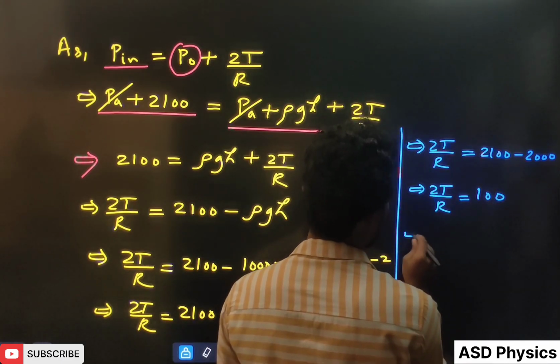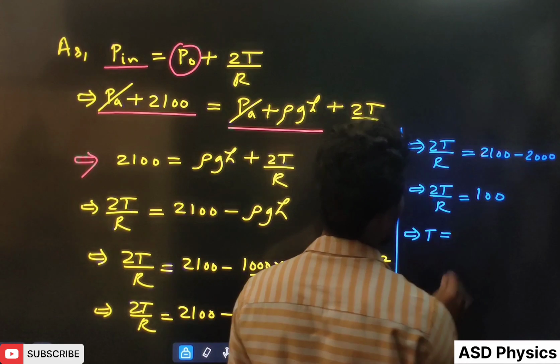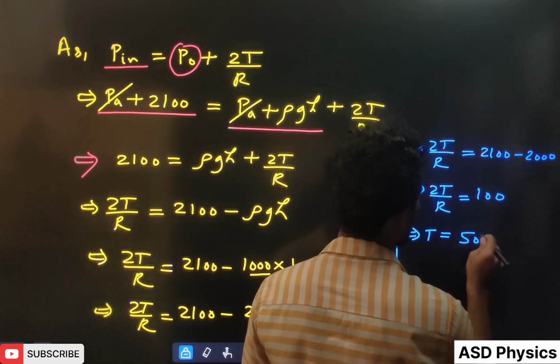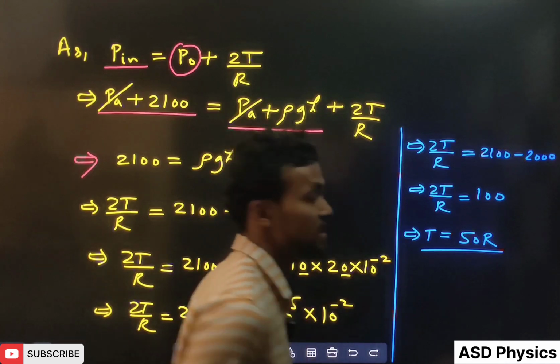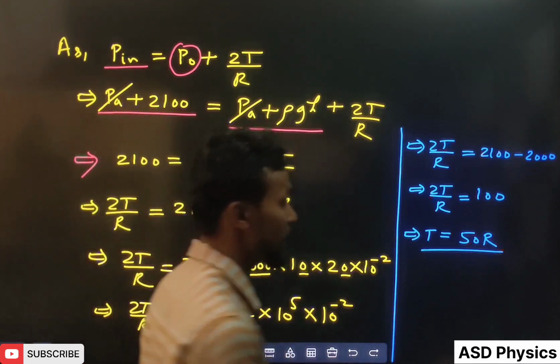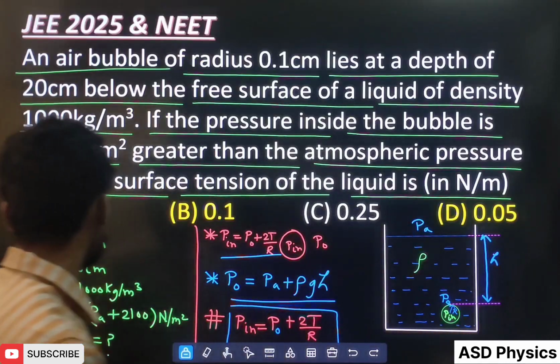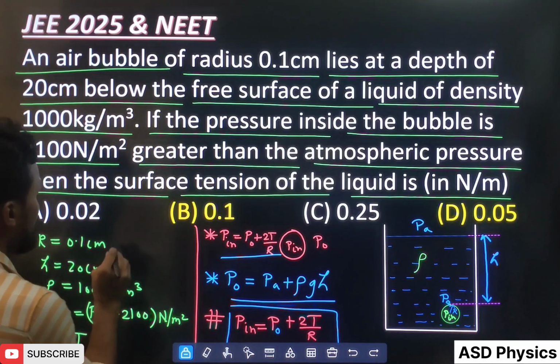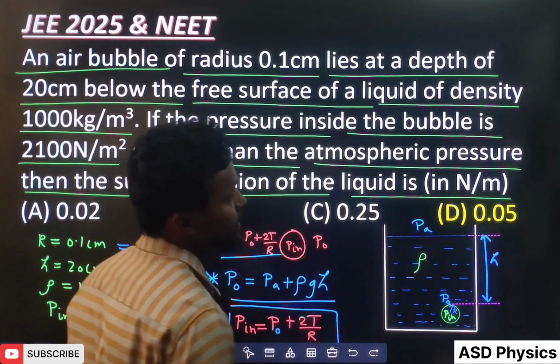So when we simplify this, 2T by R is equal to 100. From here, T equals 100 R by 2, or we can write 50 R. Now see, we have got it very easily. T equals 50 R. Now, what is the value of R given? 0.1 centimeter. Okay, but here in the question they are asking in terms of the SI unit.